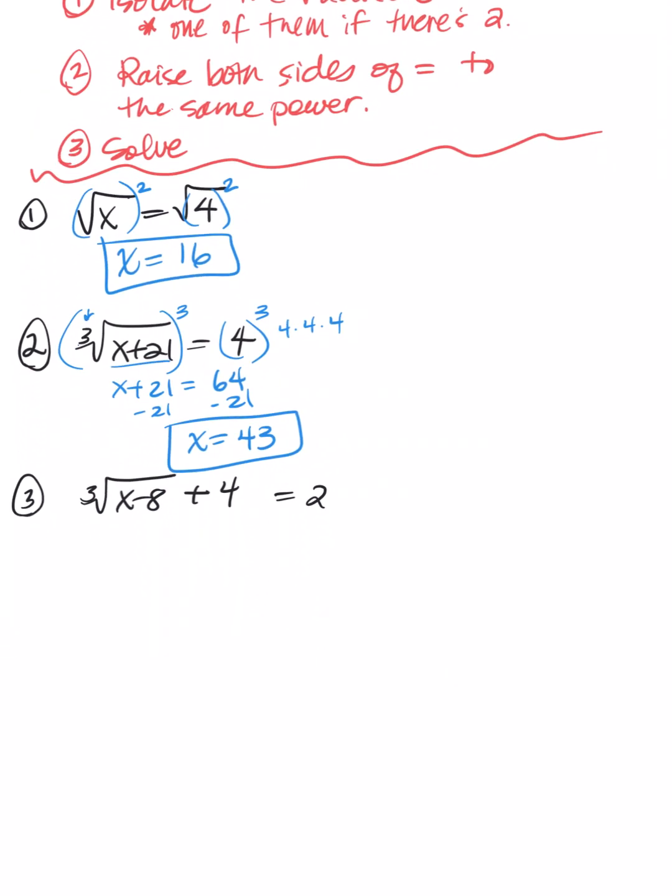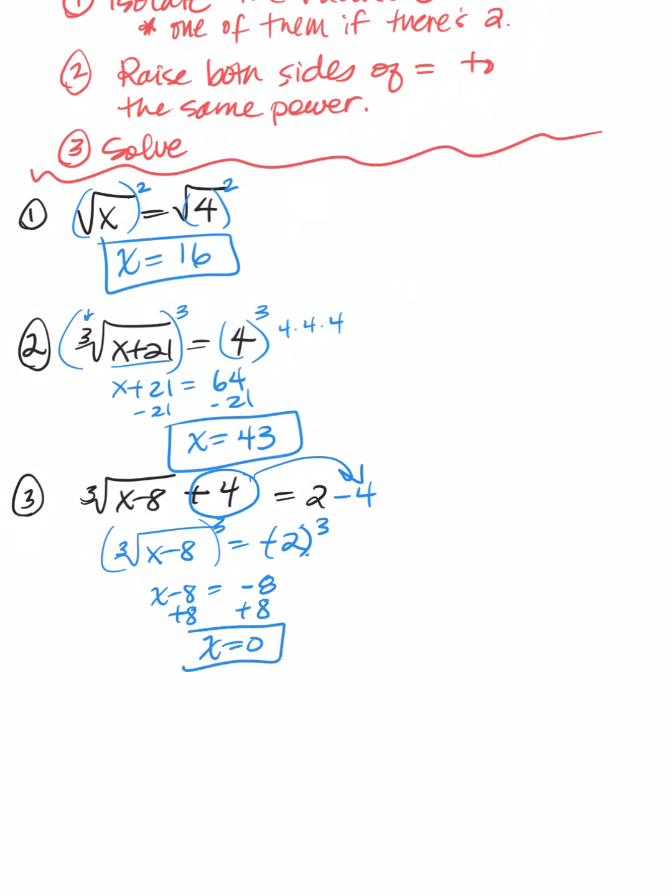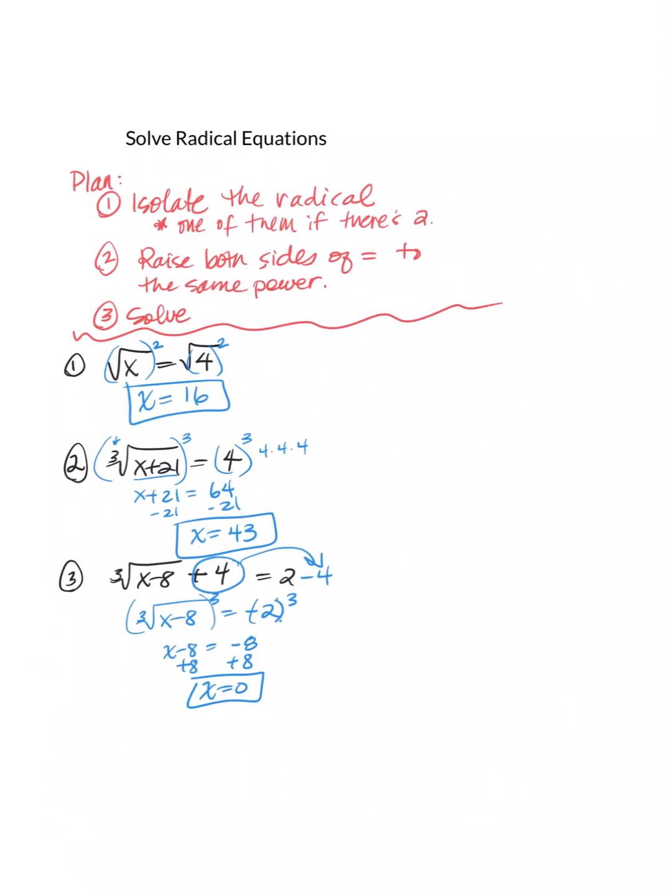Look at number 3. This one, there's an extra step. Look, the radical is not isolated, so I need to move this 4 over here first. So I'll do the cube root of x minus 8 equals, when I bring it over, it becomes minus 4. It's going to be negative 2. Now it's isolated, so I can just raise it to the appropriate power. Oops. I'm going to raise it to the third power. And it's a negative 2, so the guts fall out, x minus 8. So negative 2 times negative 2 times negative 2 is going to give me negative 8. And then I solve. So x just equals 0. And I'm done. Let's try some more.